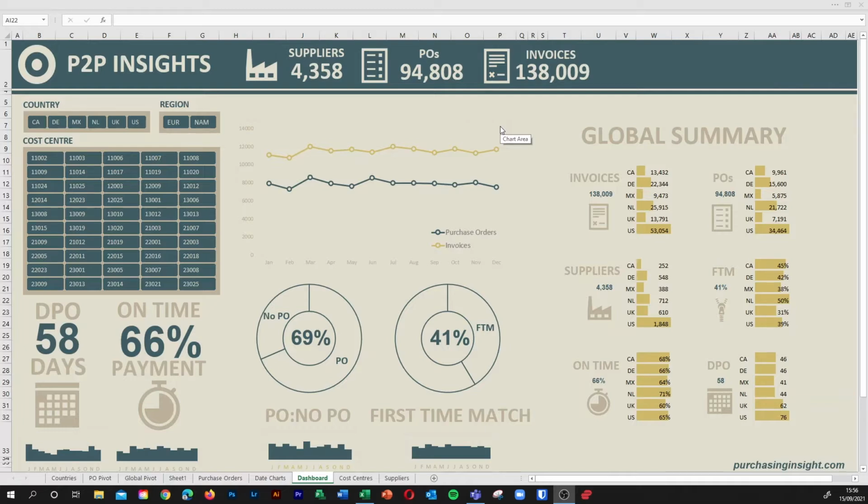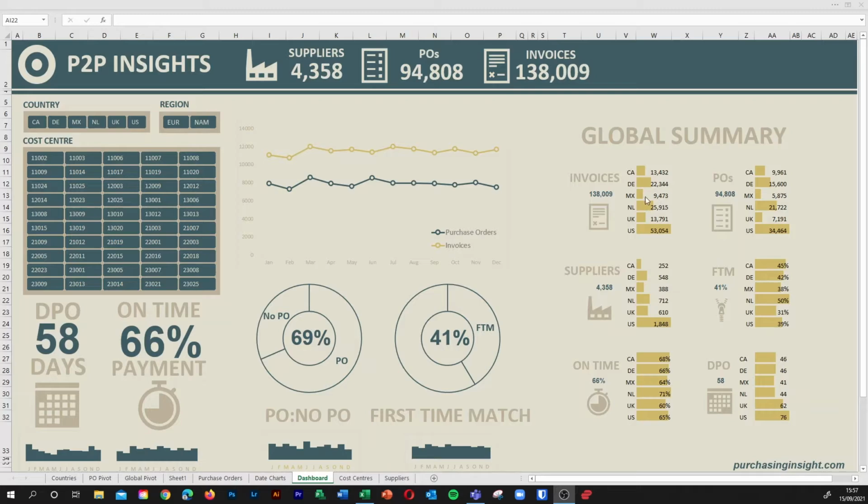At the top, there is summary contextual information, providing summary data, probably confirming information that's already known, for example, numbers of suppliers, POs, numbers of invoices. To the right, there is a global summary, which remains static, comparing these different regions, in this case there's 6 regions, positioning them all relative to each other.